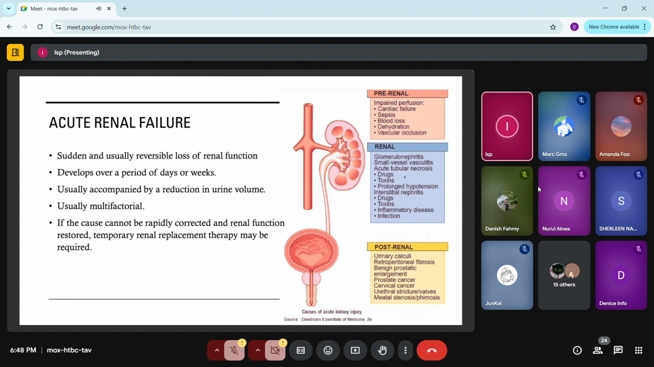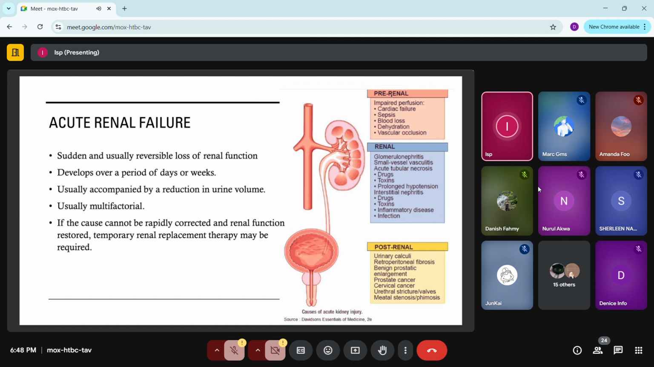So in acute renal failure, there's a sudden and usually reversible loss of renal function. It can develop over a period of days or even weeks. In acute renal failure, usually the urine volume will reduce. Most of the time it's multifactorial, and if you do not correct the causes immediately, you may need renal dialysis. So we divide into three groups of causes of renal injury.